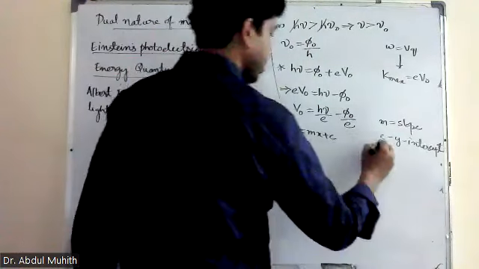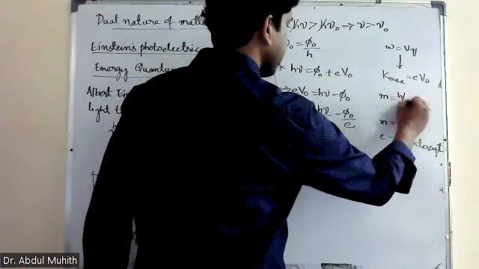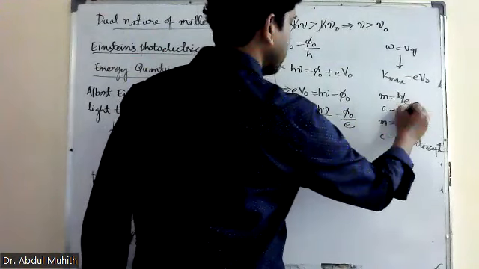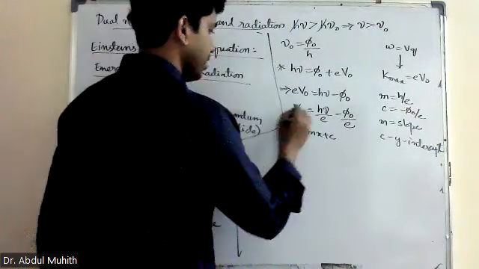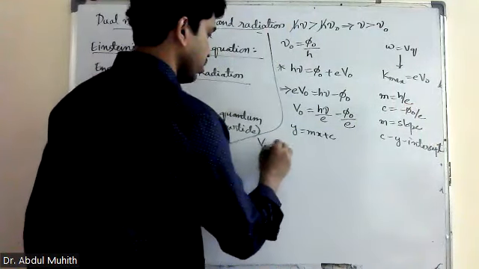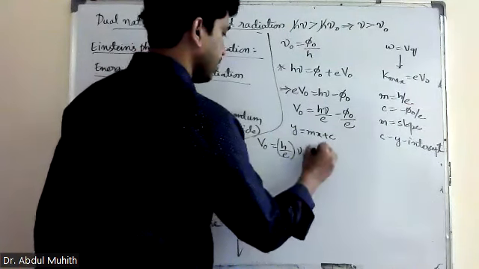Okay, so what is the slope value now? Slope value m is equal to h by E, and the intercept is minus phi 0 by E. So this is the formula. We have V0 is equal to h by E into nu minus phi 0 by E.